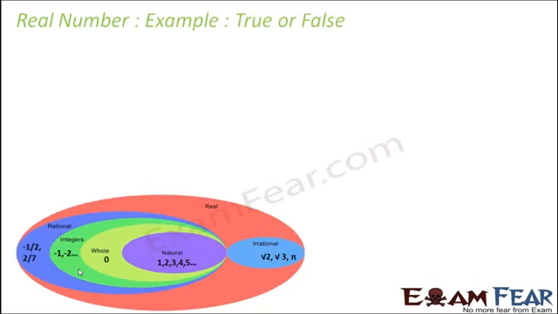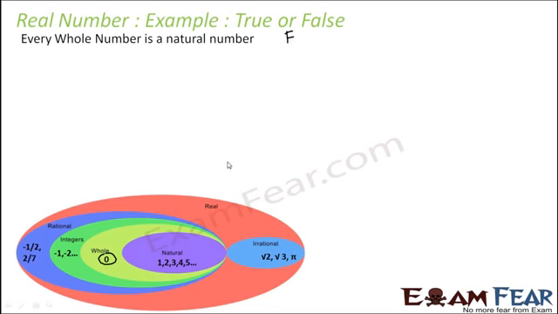Okay. We'll take some examples for real numbers, true and false. Every whole number is a natural number. Is it true or false? So let's take a whole number 0. Is 0 a natural number? Answer is no. That means it is false.